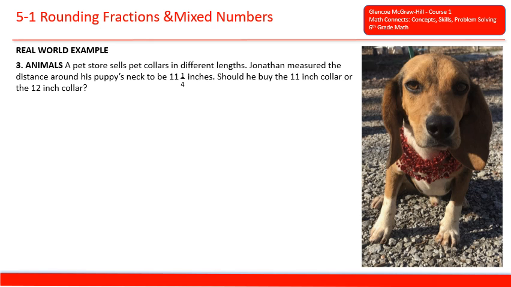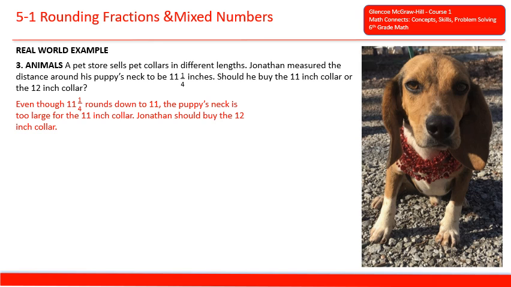Real world example. Pet store sells pet collars in different lengths. Jonathan measures the distance around his puppy's neck to be 11 1/4 inches. Should he buy the 11-inch collar or the 12-inch collar? Even though 11 1/4 inches rounds down to 11, the puppy's neck is too large for the 11-inch collar. Jonathan should buy the 12-inch collar. Otherwise, he's not going to be able to put the collar around his dog's neck.